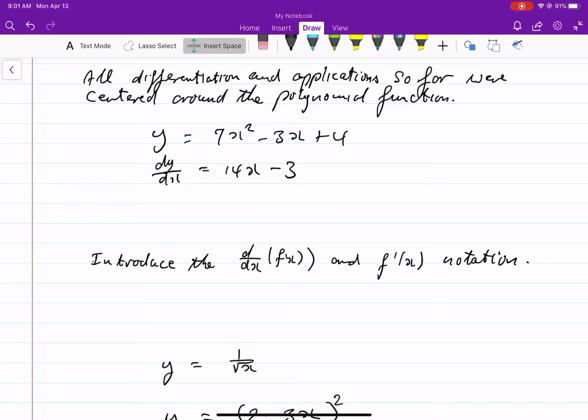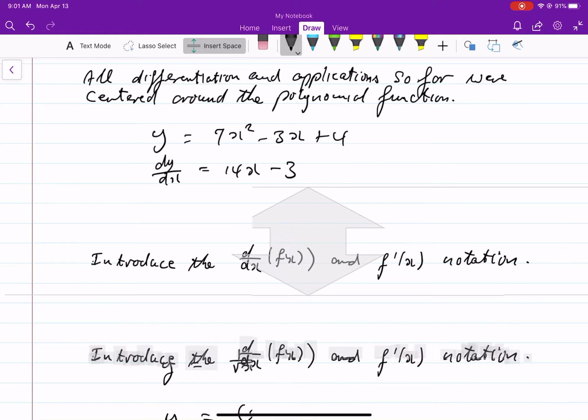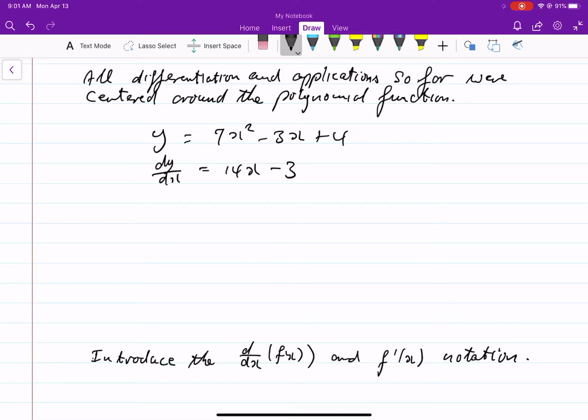Now, you don't always call your function a y. Sometimes you call your function f of x. So if I call it f of x instead, equals 7x squared minus 3x plus 4, then, I think I introduced this notation before, f prime of x would have been the notation here. And the result is the same, 14x minus 3.